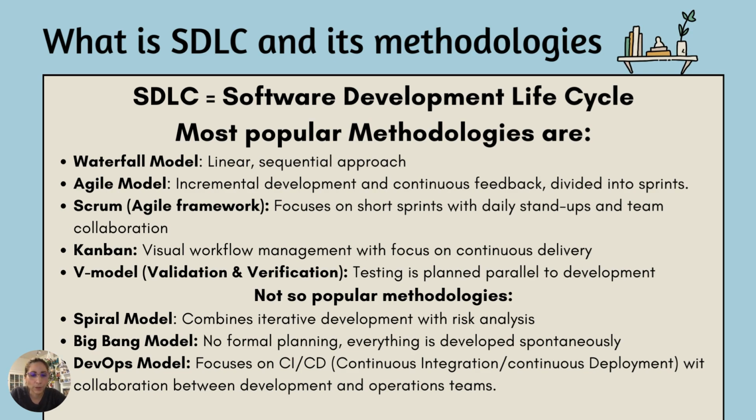Okay, so those are the most popular ones, and then the not so popular methodologies are the spiral model, the Big Bang model and the DevOps model. Sorry, my little camera there's blocking the slide. So the spiral model, they take risk into account very seriously. So the process basically moves through repeating cycles, and each loop is a new version of the software.